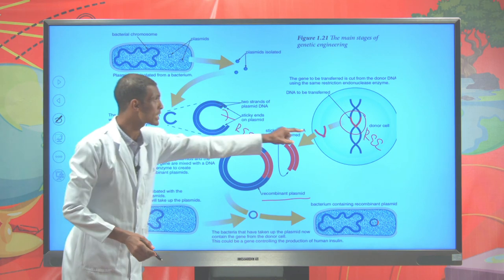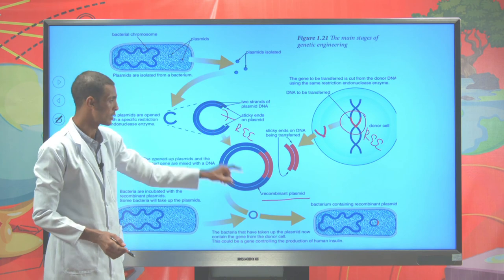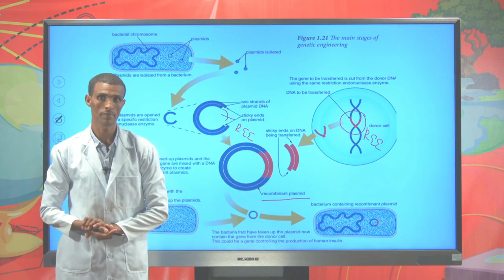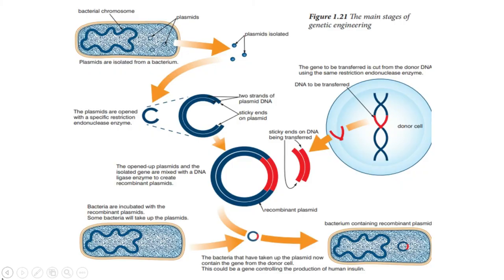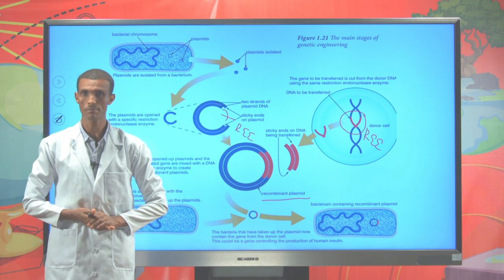If the gene is successfully transferred from the donor to the recipient, we can harvest the product that we want here. Finally, it is considered a transgenic organism. It can be considered a genetically engineered and genetically modified organism.